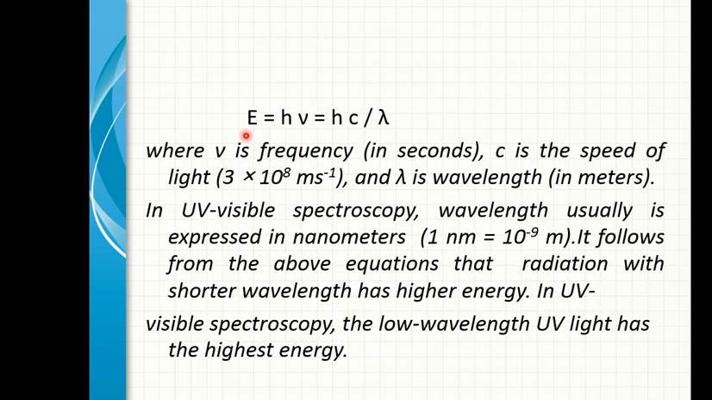Here, the energy equals h multiplied by frequency. ν is the frequency. C is the speed of light, which is constant, 3 multiplied by 10 to the power 10, and lambda is the wavelength in meters. In UV visible spectroscopy, the wavelength is usually expressed in nanometers, and a nanometer equals 10 to the power minus 9 meters.